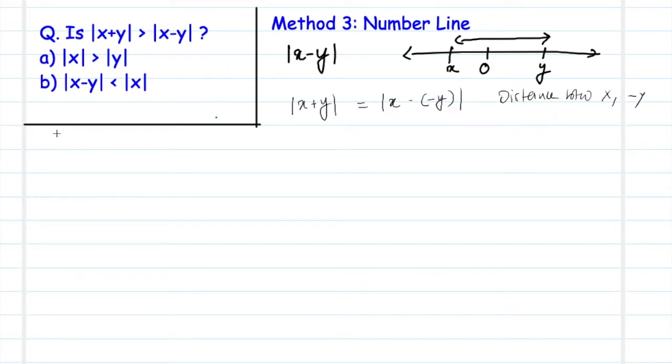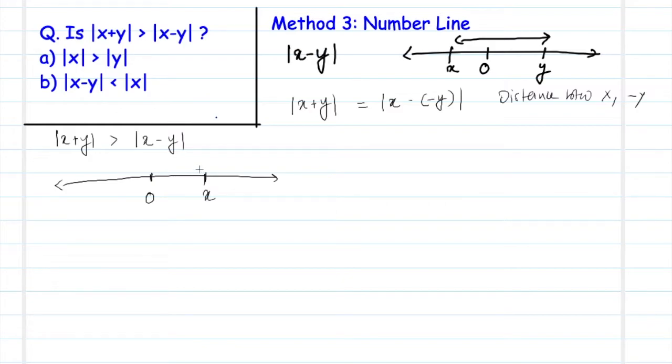So now let's get started with the question. The question says, is mod of x plus y greater than mod of x minus y? All right, so let's start with a number line. Let's assume this is 0, and let's say x is somewhere here. So let's fix x for now and assume different values of y.